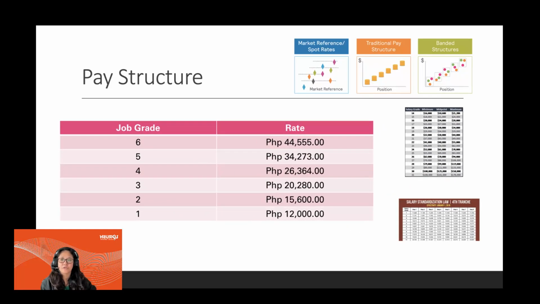Pinakasimple na pay structure would be the single step approach, or the single pay or single rate approach. Ibig sabihin, per job grade, there's only one rate for that. Doesn't matter how long you have been, as long as you're in job grade 1, this would be your rate. So this is an example of what a single rate or single step approach would look like.